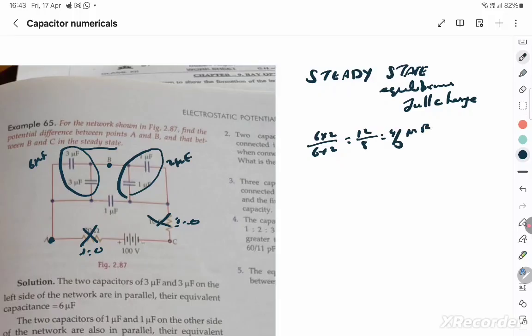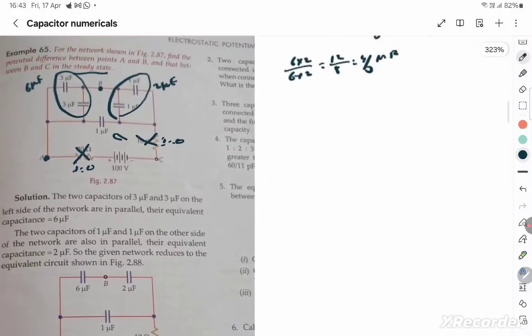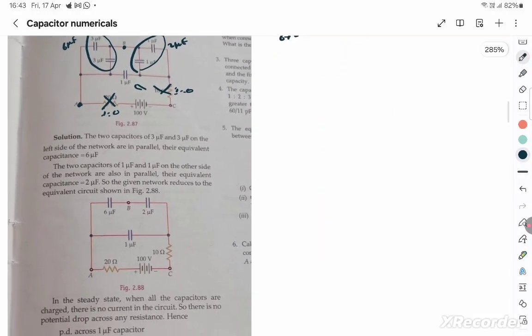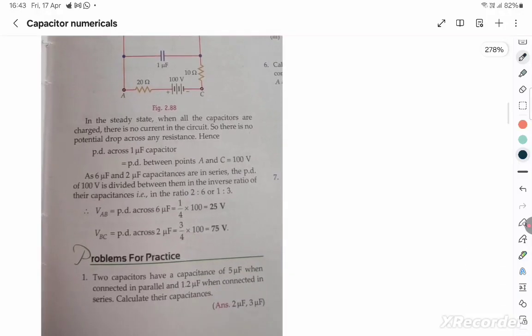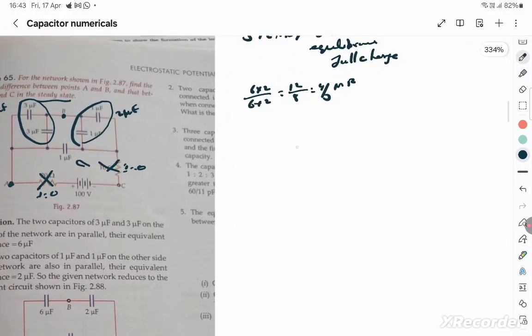That is a C equivalent. And those two, with this 1 microfarad, are going to be in parallel. That's something you need to realize. So it's 4 by 3 plus 1, and when you do that, you get the equivalent capacitance, which is 7 by 3 is the C equivalent. Are they asking about equivalent capacitance?